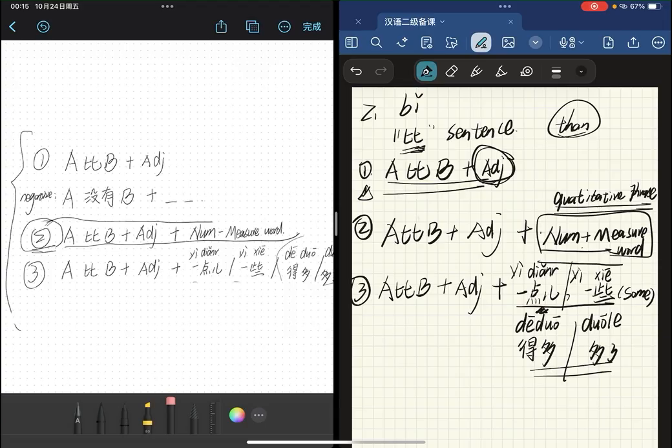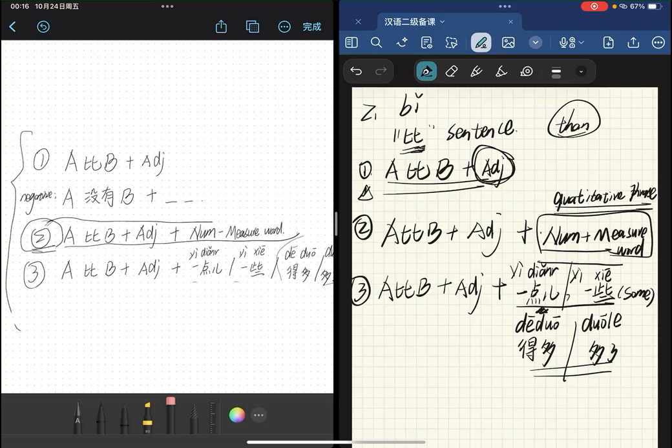And then the second one, A比B adjective and add a quantitative phrase. Sometimes we use a number measure word phrase. If we want to make the comparison more specific, if the difference can be expressed in numbers, we can add a quantity phrase after the adjective. So the quantity phrase shows the exact difference. Okay, so we usually add the number and measure word phrase.